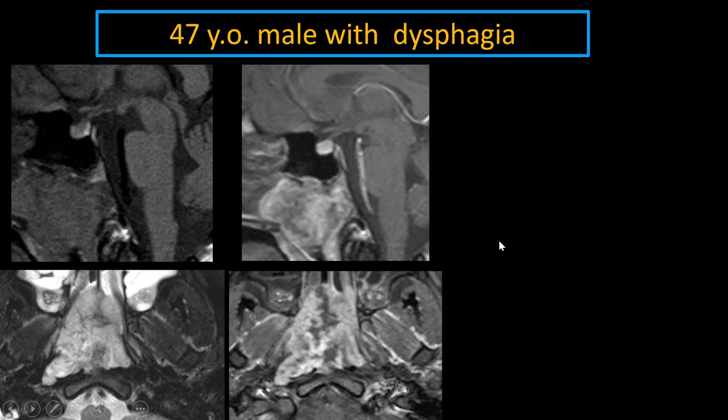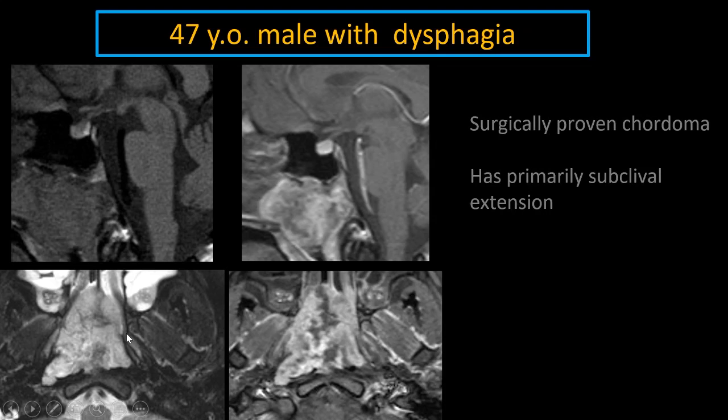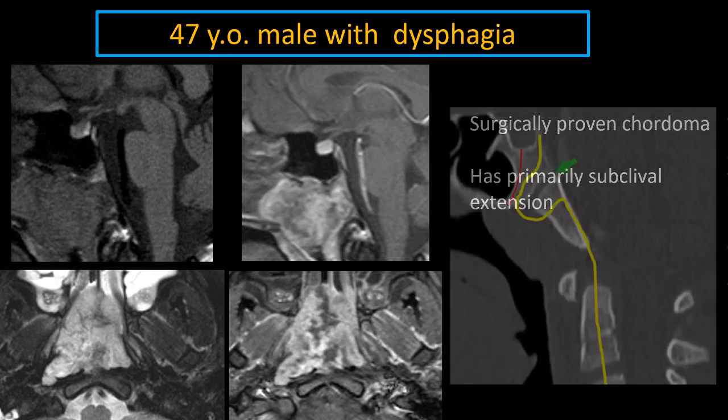This is a companion case of a 47-year-old male with dysphagia, and again, we can see that we have a relatively T2 hyperintense heterogeneously enhancing mass that does involve part of the clivus, but note that the majority of this mass is actually inferior and anterior to the skull base, protruding into the nasopharynx. The differential for this mass does include nasopharyngeal carcinoma, but this is a surgically proven chordoma with primarily subclival extension.